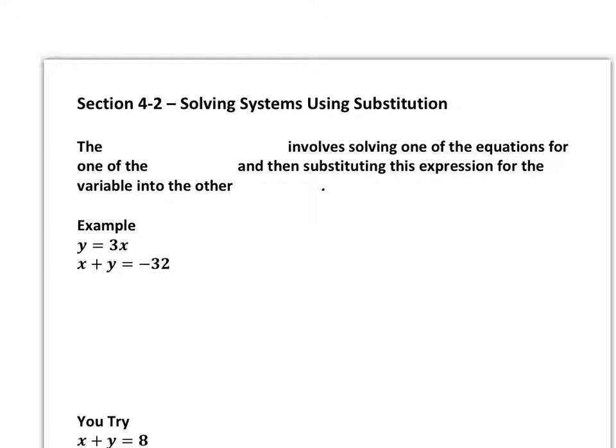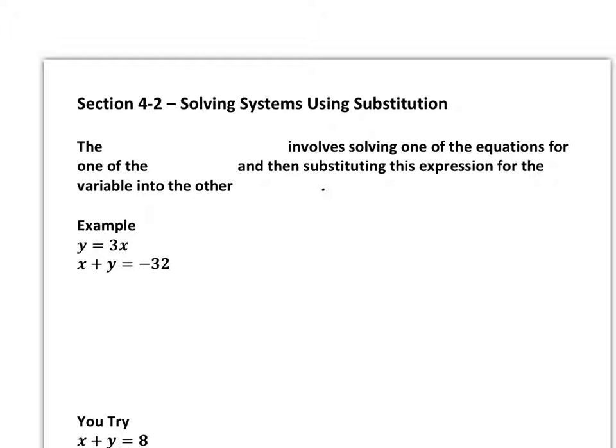Today we're going to look at additional methods for solving systems of equations. In the last section, we looked at how we could solve a system of two equations by graphing. We put both of those equations on the same axes and saw where they crossed. And we knew that where they crossed, that was a solution that would make both of those equations true.